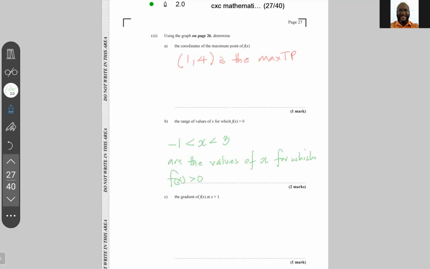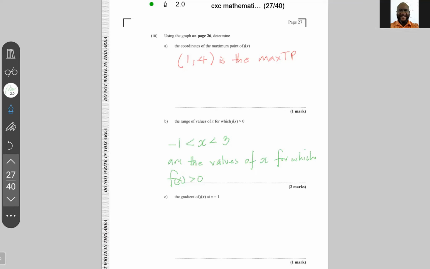Between -1 and +3, the graph is above the line f of x equals 0. So x is greater than -1 and x is less than 3. X is less than 3 but greater than -1 is the range of values of x for which f of x is greater than 0.